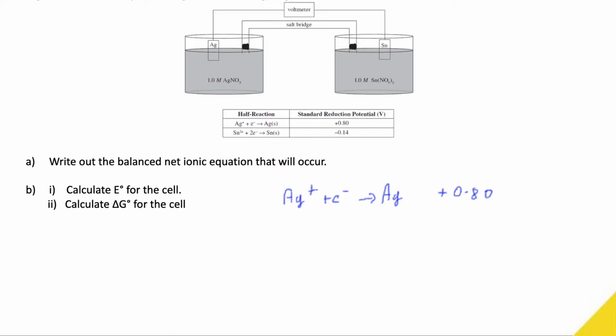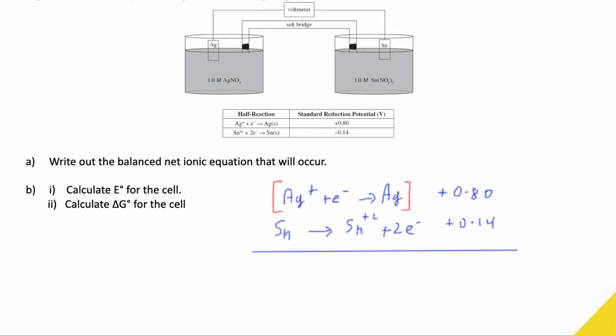My second reaction, I will flip the second one around. So I will have tin solid, which is going to give me Sn2+ plus 2 electrons. And this will be now plus 0.14. And while this is the case, if I'm going to add them up, then I will need to make sure that my electrons cancel. So the way I make sure that my electrons cancel is I will have to multiply this reaction by 2.